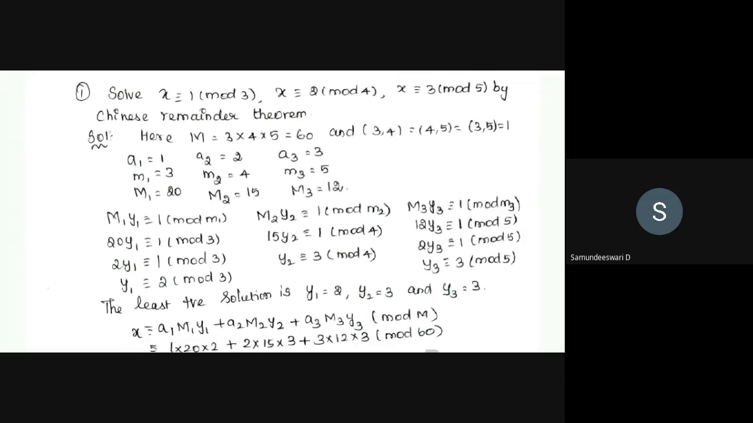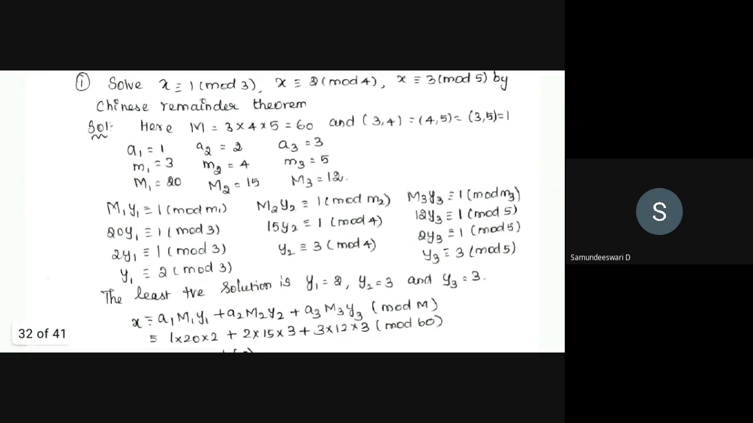But in the last method, we have discussed the iteration method. The system of linear congruences was solved by using the iteration method. Hereafter, we are going to solve the system of linear congruences by using the Chinese remainder theorem. So in this problem, they have given 3 linear congruences: x congruent to 1 mod 3, x congruent to 2 mod 4, x congruent to 3 mod 5, by the Chinese remainder theorem.